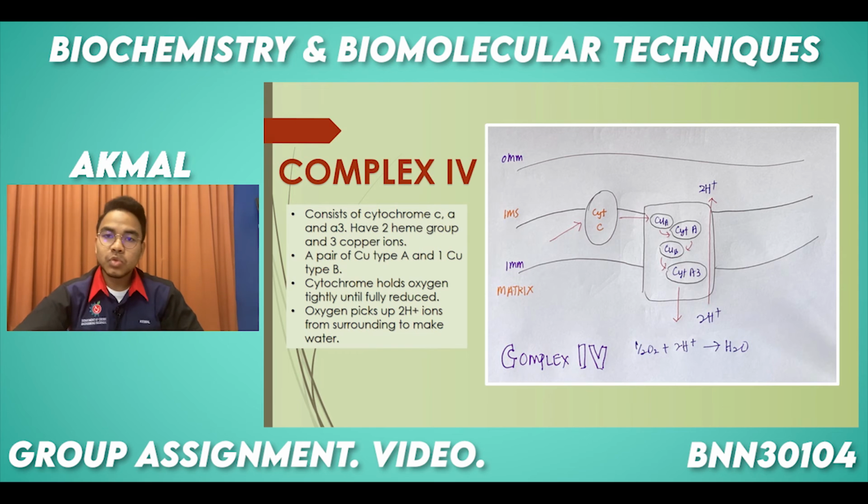The fourth complex is composed of cytochrome proteins C, A, and A3. This complex has 2 heme groups and 3 copper ions. The cytochrome will hold an oxygen tightly until the oxygen is reduced, and the oxygen will then pick up 2 hydrogen ions from the surroundings to make water. And in this complex, 2 hydrogen ions will be passed across the membrane from the matrix of mitochondria to the intermembrane space.